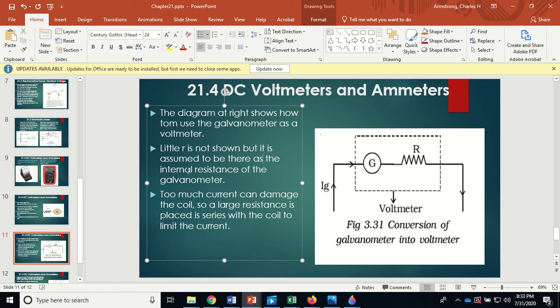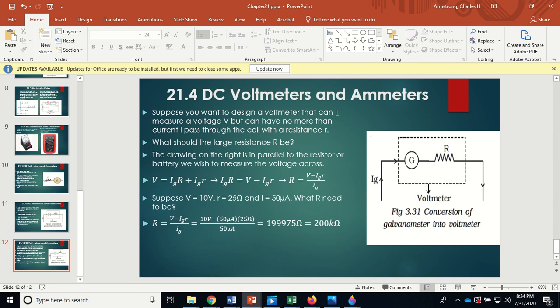It's not shown. Too much current can damage the coil, so a large resistance is placed in series. That should be in series, not is series. In series with the coil to limit the current. Okay, this is a big resistance because too much current can damage this. Current can go down here, but we have to limit how much goes up this way, so we put a big resistor in there.